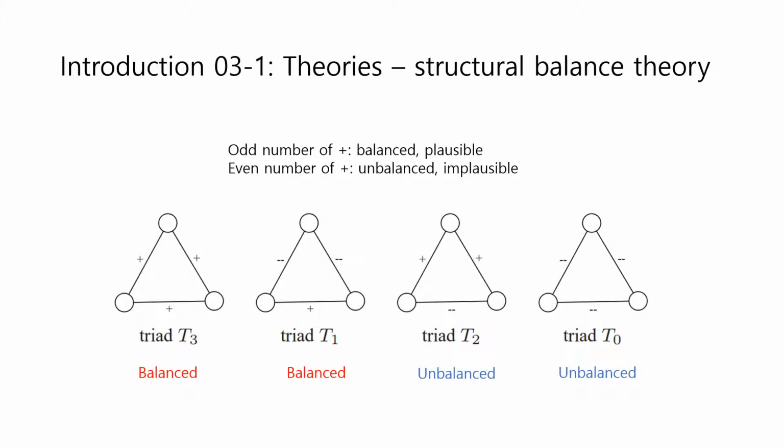Briefly, when the number of positive edges in a given triad is odd, then the triad is balanced, hence plausible. And when the number of positive edges in a given triad is even, then the triad is unbalanced and implausible.